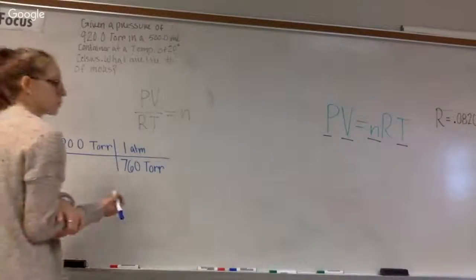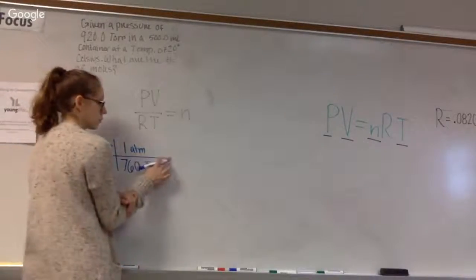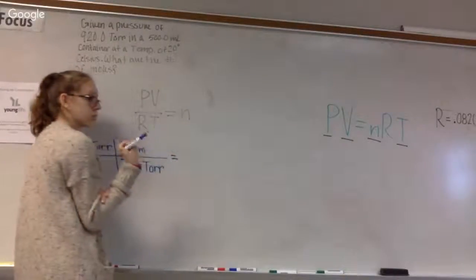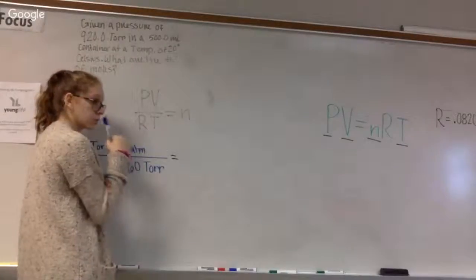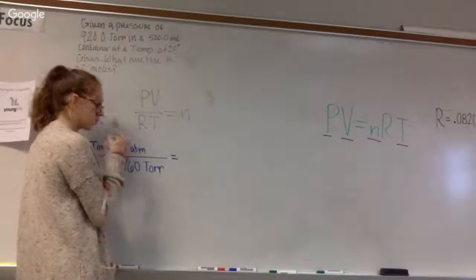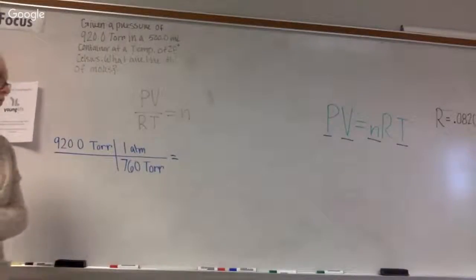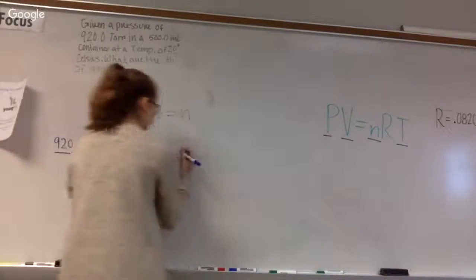I'm desperately hoping that you all have your calculators, so please pull those out. And I would like you all to be doing this along with me. All you have to do is divide 920 by 760. Won't that give us the number of atmospheres we have? Say again, please. 1.21.